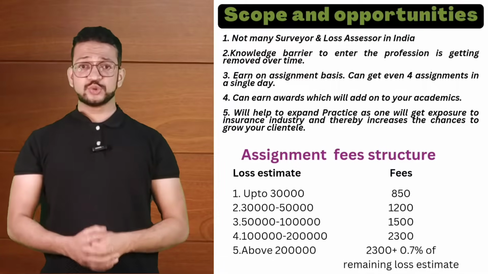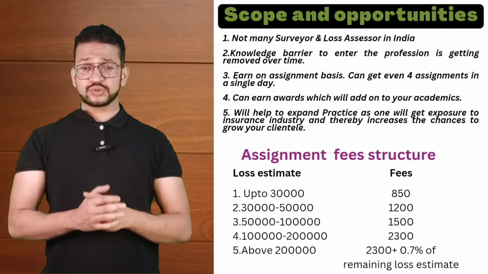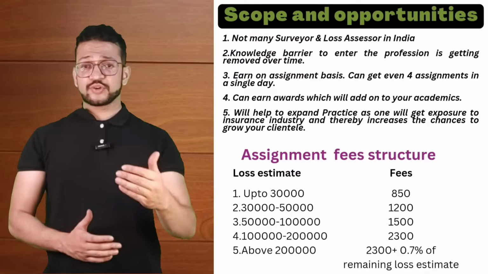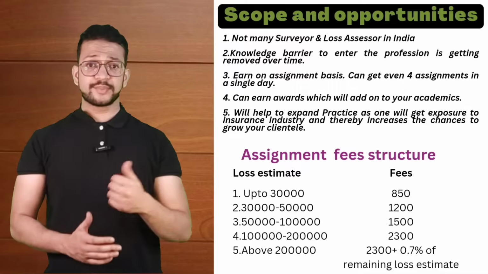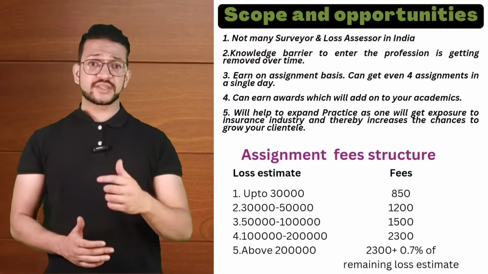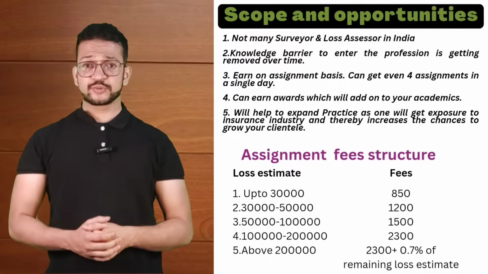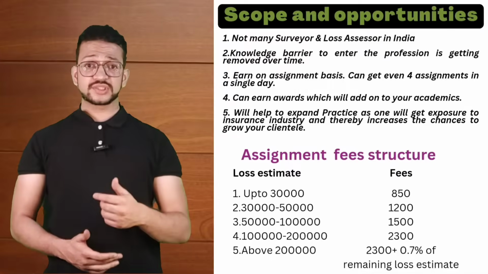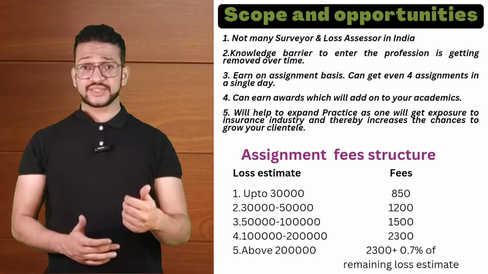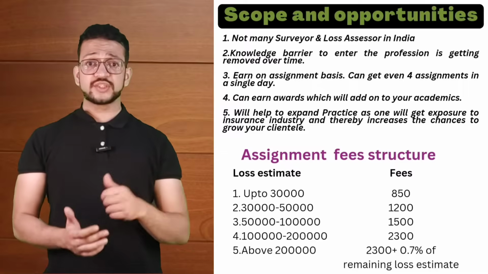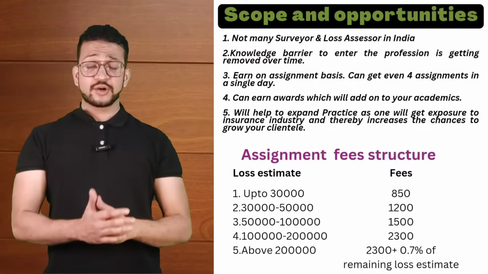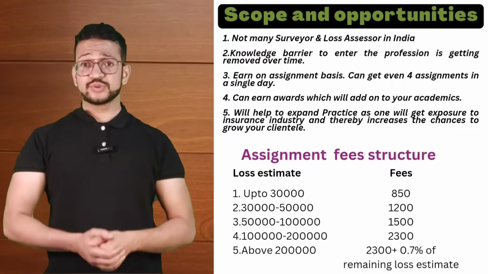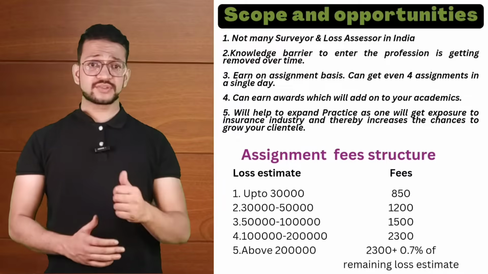You are paid on an assignment basis, and it also depends upon the loss estimates. There is a slab: if the loss estimate is less than 30,000, then you would be paid 850 rupees, and if the loss is between 30,000 to 50,000, then you would be paid 1200 rupees. If the loss is between 50,000 to 1 lakh rupees, then you would be paid 1500. If the loss is between 1 lakh to 2 lakh rupees, then you would be paid 2300. And if the loss is above 2 lakh, then you would be paid 2300 plus 0.7% of the remaining loss estimate amount. But the maximum you can recover per assignment is rupees 12,000.